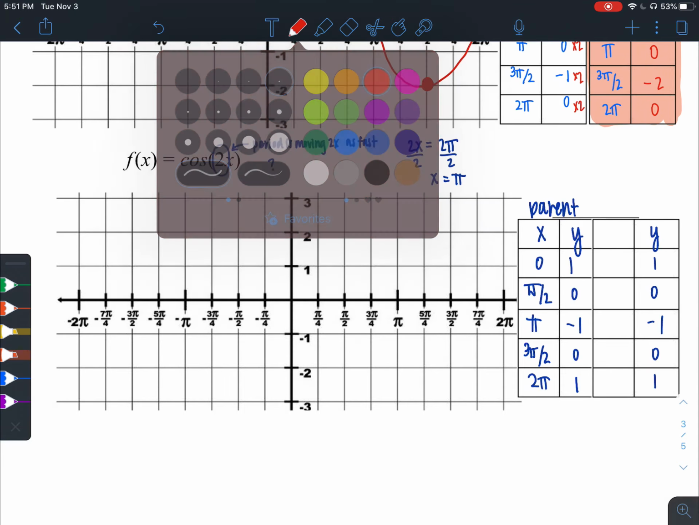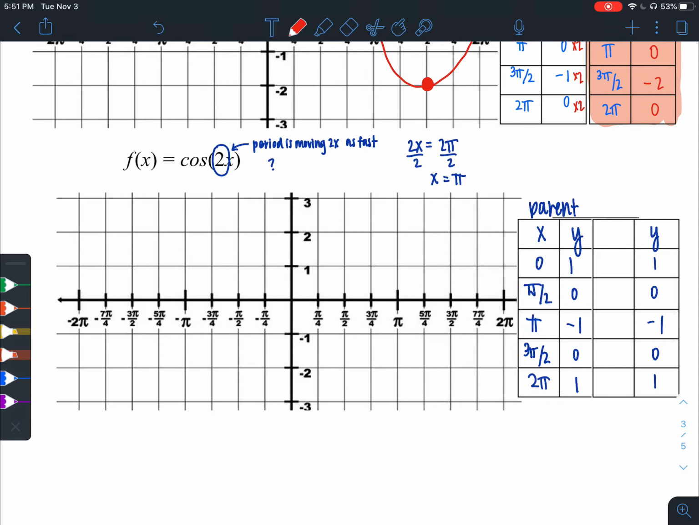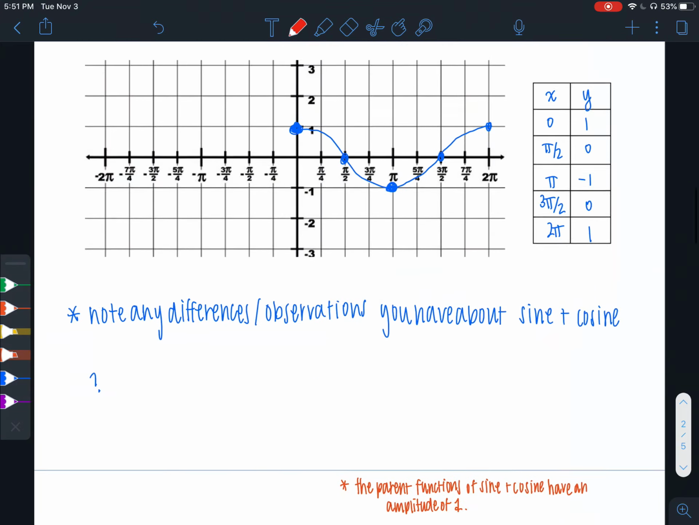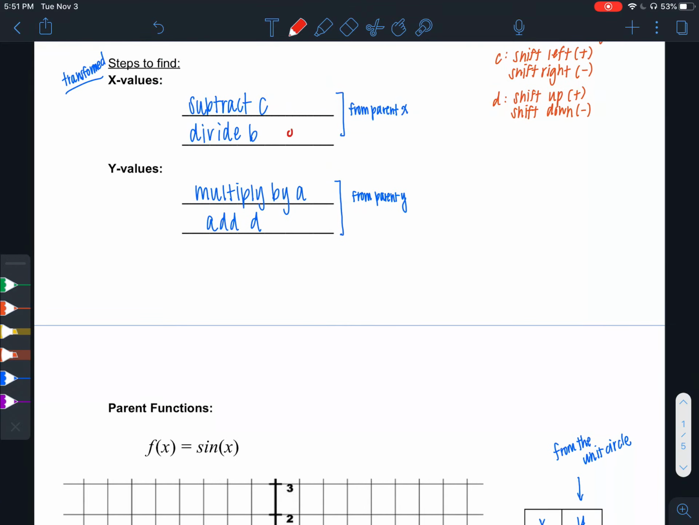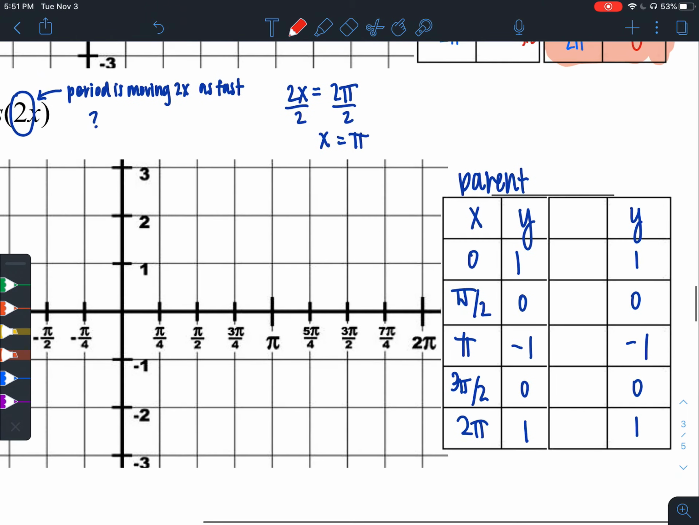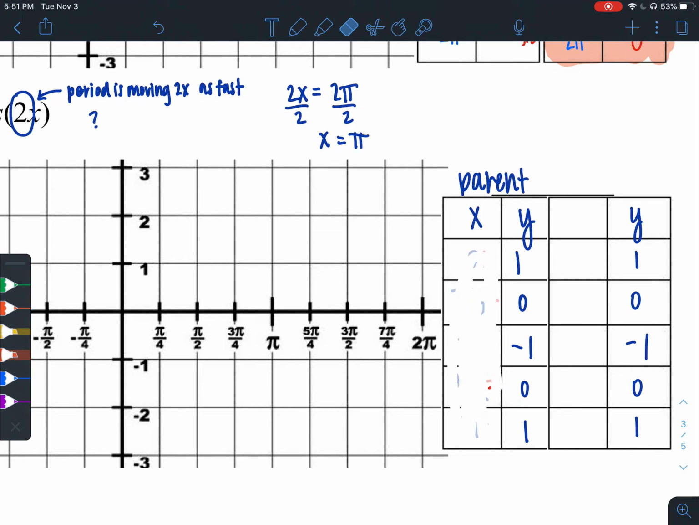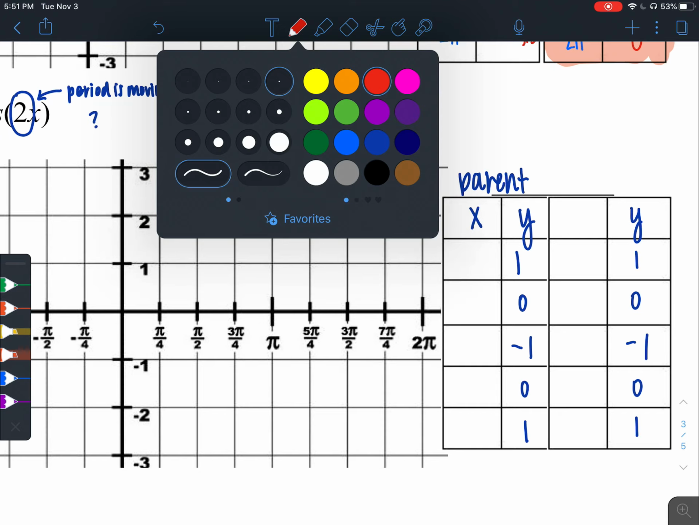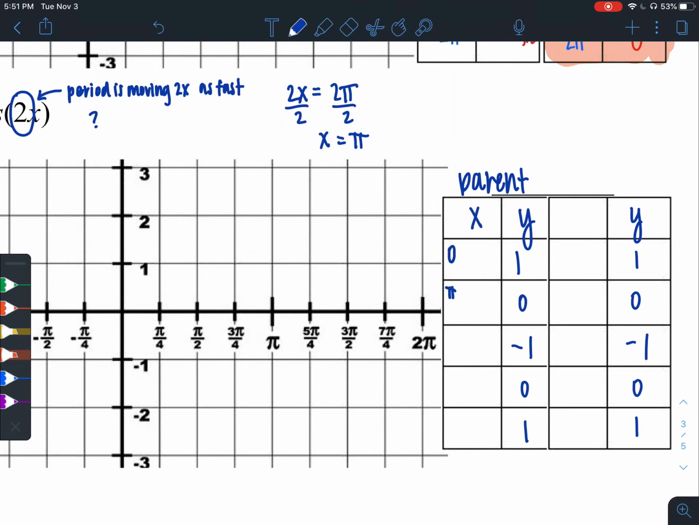But then for x, if you remember from our notes, we are going to divide by our b value. So we don't have a c value, but we're going to divide by our b value. So we're going to take each of these values and divide them by 2. I'm going to rewrite these so we have room to show our math in here. So 0, pi over 2, pi, 3 pi over 2, and 2 pi.